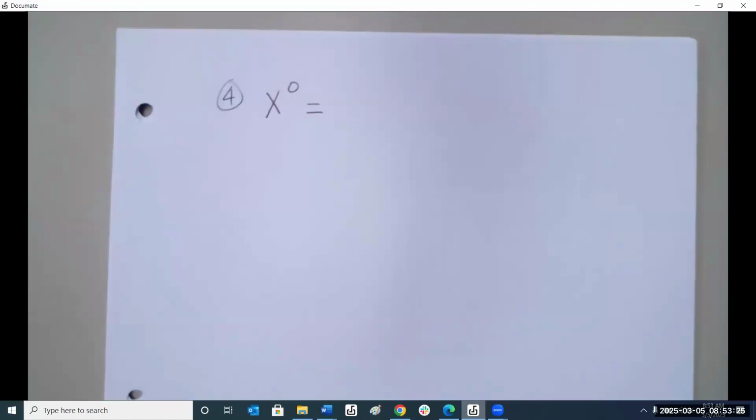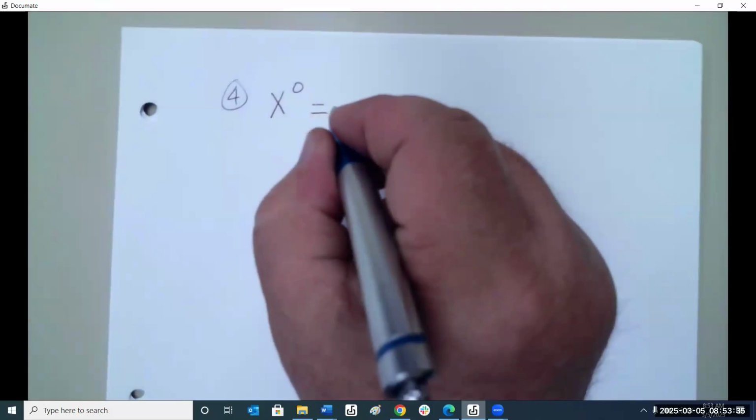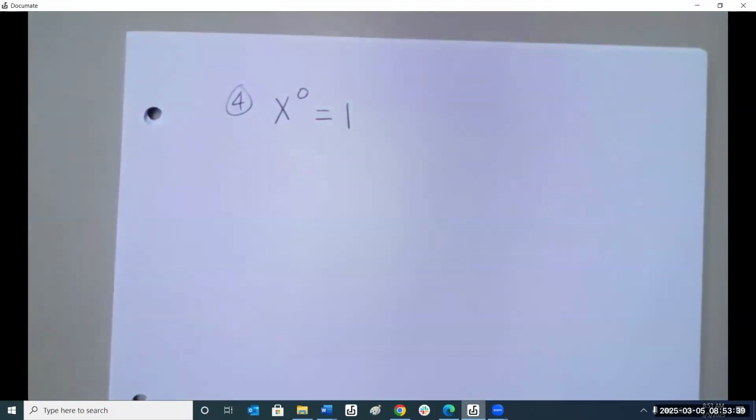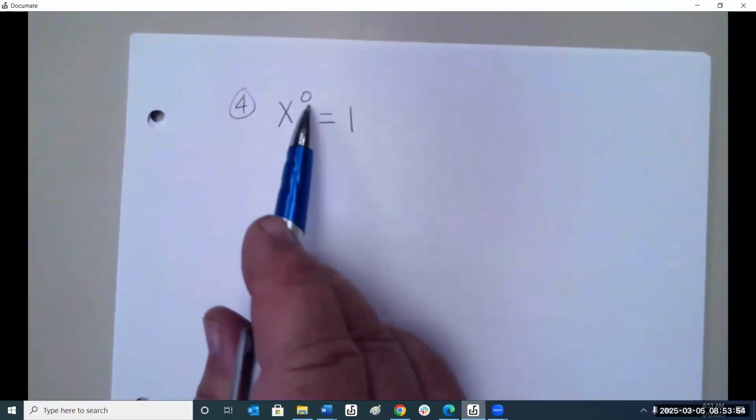What is that and why? But what is it? What's the answer first? 1. Why? Because anything to the 0 power is 1. Why? Again, I said, don't just memorize it. You have to know why. It's the reason why that makes it understandable. Anything to the power 0 is always 1.